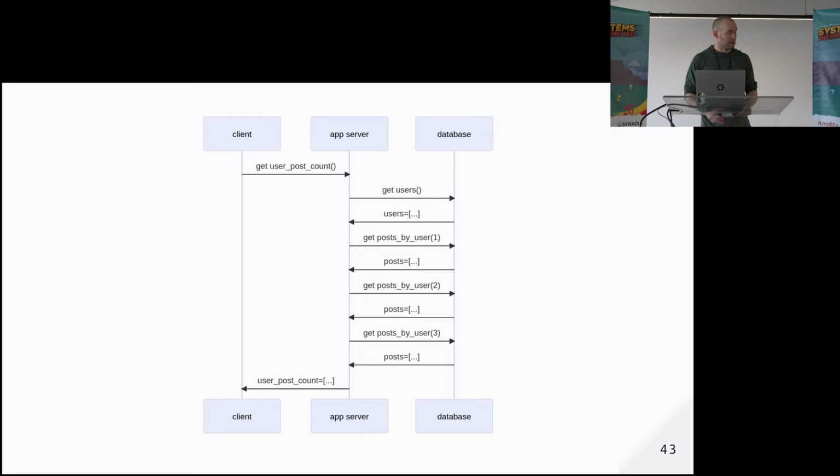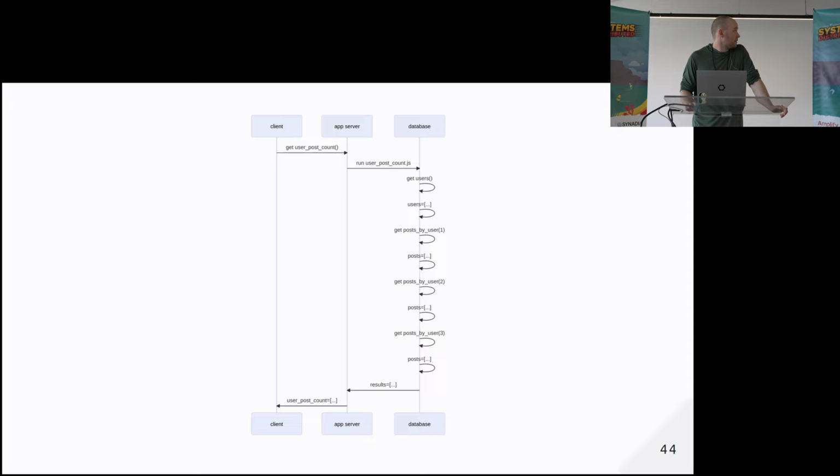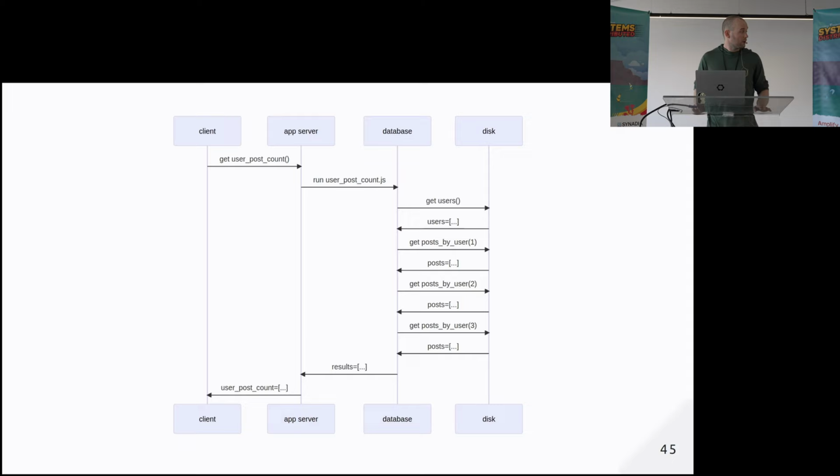So what we could do instead is take that snippet of JavaScript and just send it to the database and have it execute locally. And now everything is living in the same process. We save a lot of network traffic. So there's this idea of sending code to data rather than data to code, because your code is generally much smaller than your data. So that was the latency hiding aspect of this.